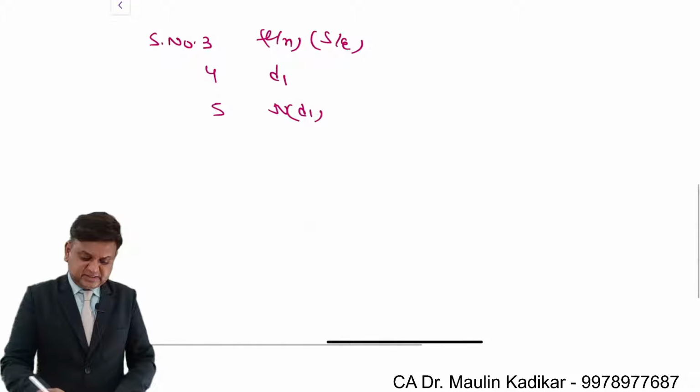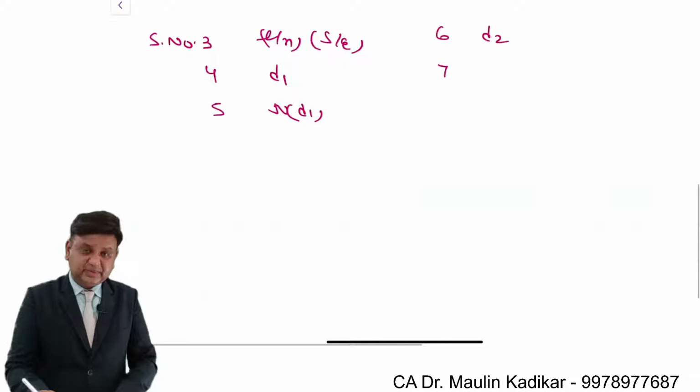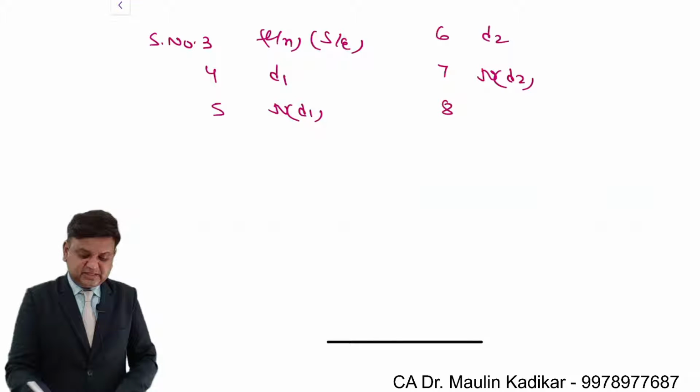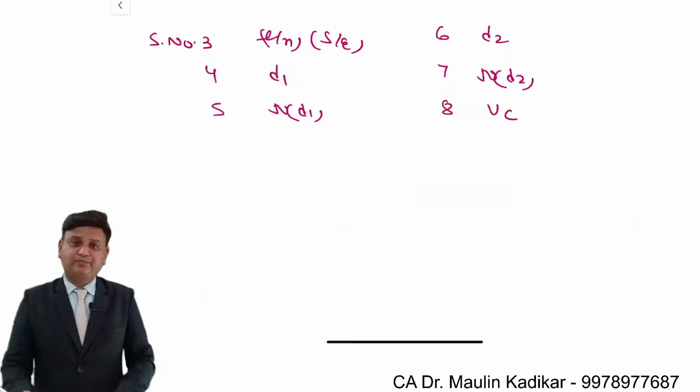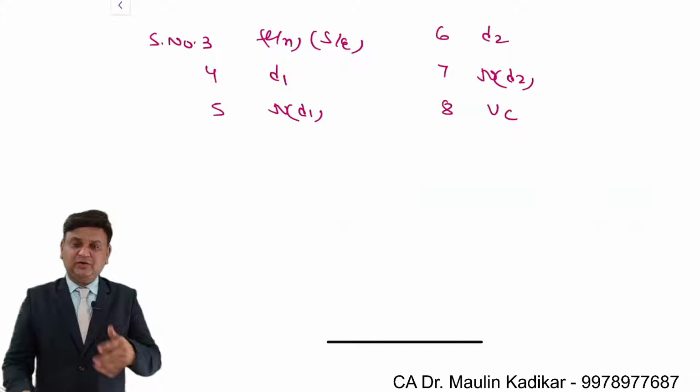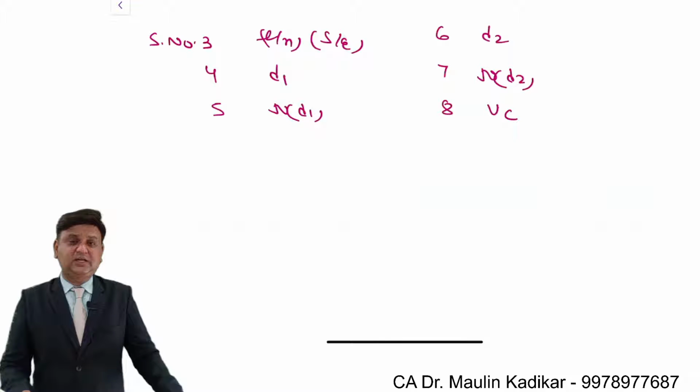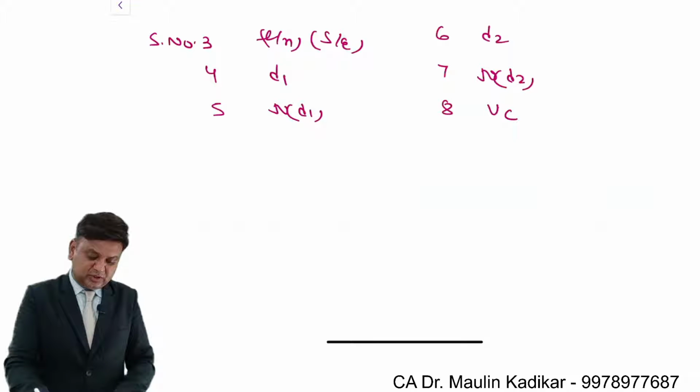Step number 6 will be d2. Step number 7 will be nd2. Step number 8 will be value of call, that is call premium. If at all the question speaks, that is if at all it is provided to us, in this question it has been provided to us to compute the value of the put.